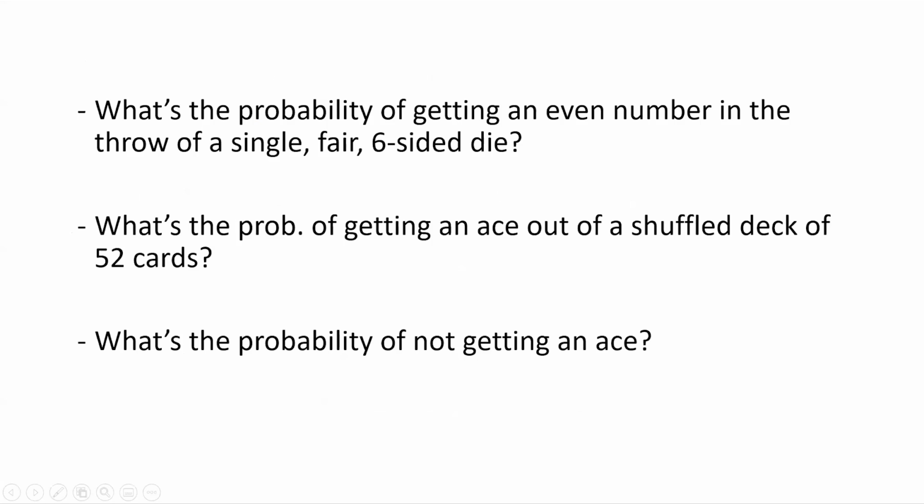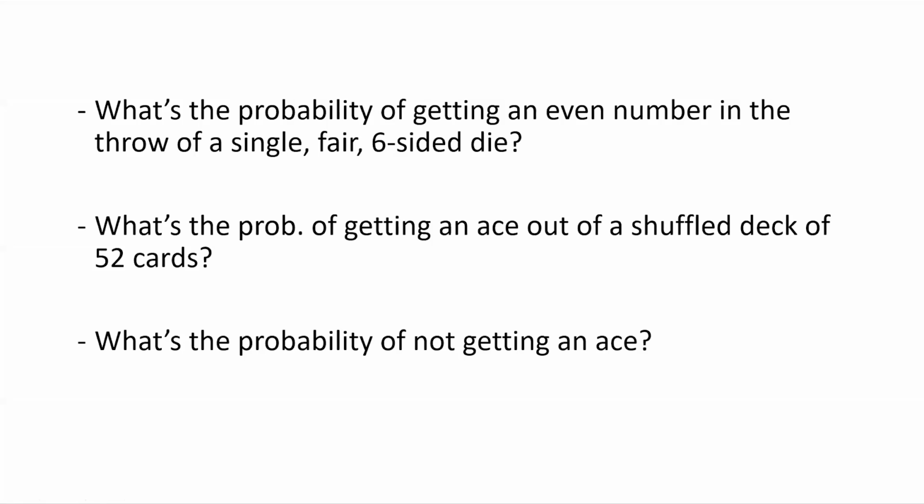So what's the probability of getting an even number in a single throw of a fair 6-sided die? Somebody can just shout this out, or you can type this into the chat, but I'm actually asking you guys to answer these things. 50%. 50%, exactly, right? Half of the numbers on a six-sided die are even, half of them are odd. So 3 out of 6 are even, 50%.